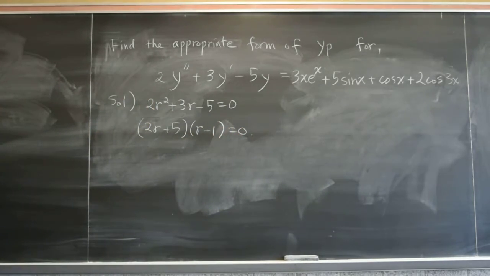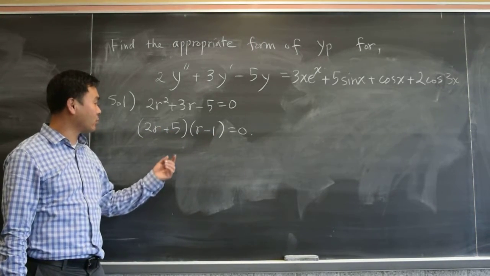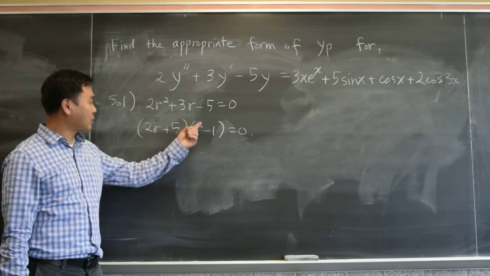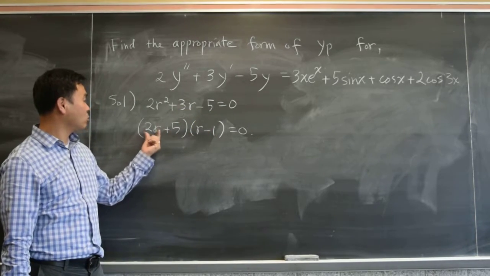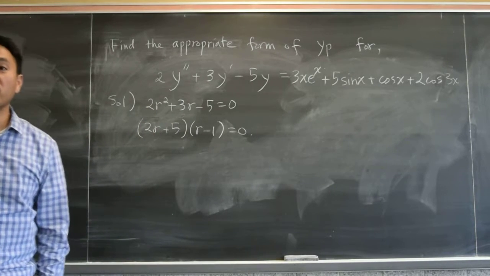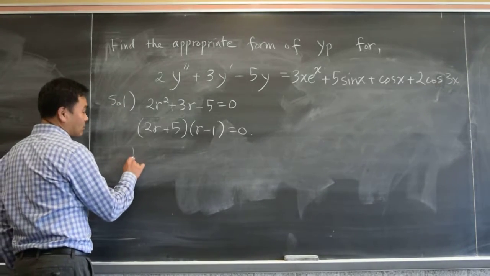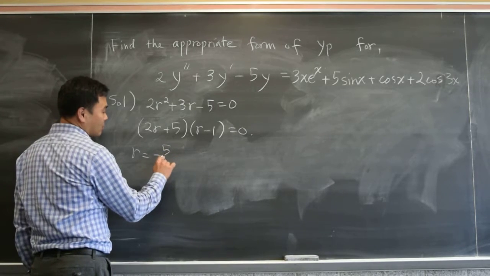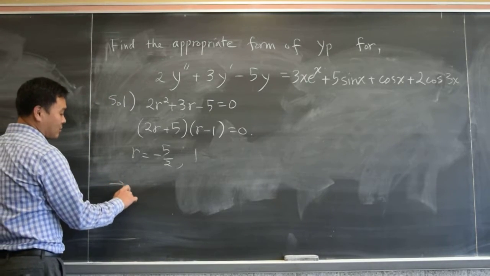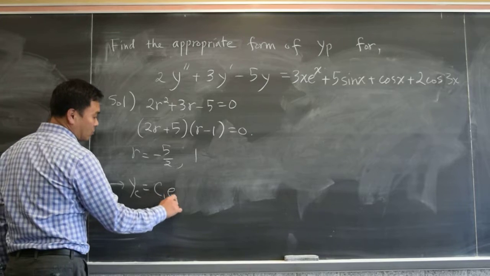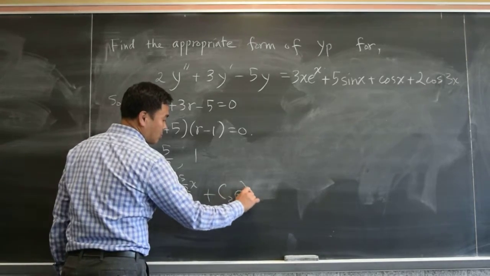Okay. So you can factor this as 2r plus 5, r minus 1 because 5 times r and negative 2r adds up to 3r. 5 times negative 1 is negative 5, and then 2r times r does give you 2r squared. Okay, so you know how to factor trinomials like this, right? So let's say you factor this. You get the values as r equals negative 5 over 2, and r equals 1. Now what does that tell us for yc? Yc must be c1 e to the negative 5 over 2x plus c2 e to the x.